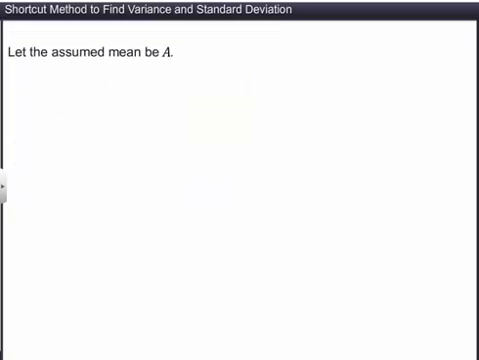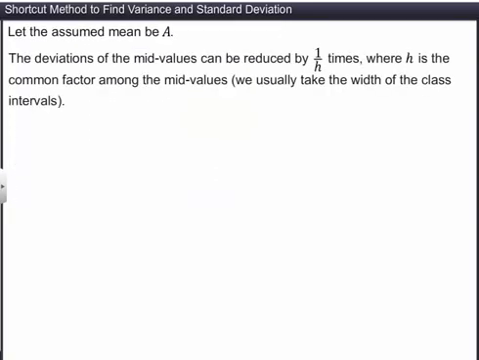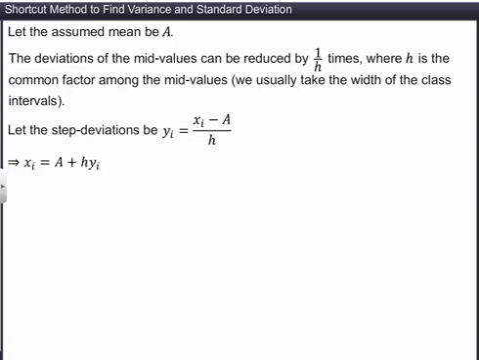The deviations of the mid-values of the class intervals about the assumed mean can be reduced by 1 divided by h times, where h is the common factor among the mid-values. For the sake of convenience, we consider h equal to the width of the class intervals in a regular interval of class. Let the step deviations be yi, which is equal to (xi minus A) whole divided by h. This implies xi is equal to A plus h yi. Let this be equation 1.